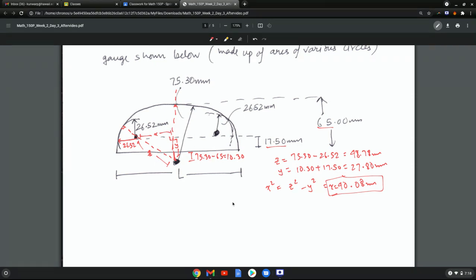But we're not yet done, because what this means is L is the radius of the smaller circle, 26.52, plus x that we just found, plus another x because it's symmetric, and another of the radius. So adding all of this gives me 26.52 plus 40.08 plus 40.08 plus 26.52 gives me a total of 133.2 millimeters. So that's going to be the length of L that is required.